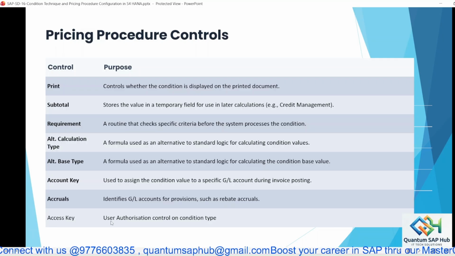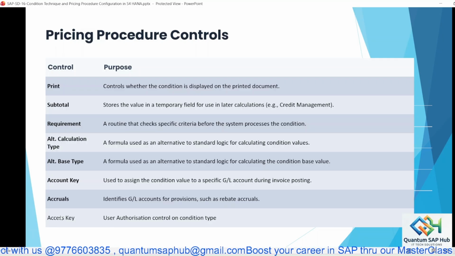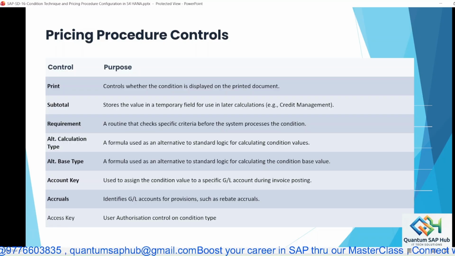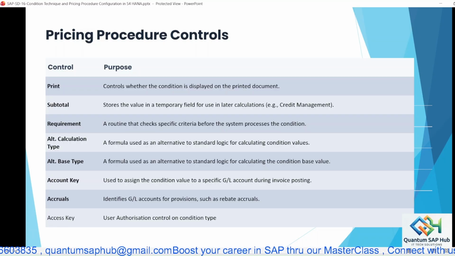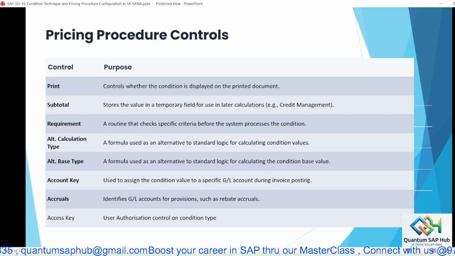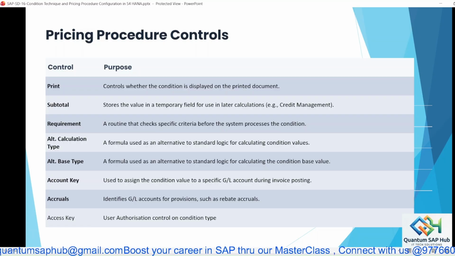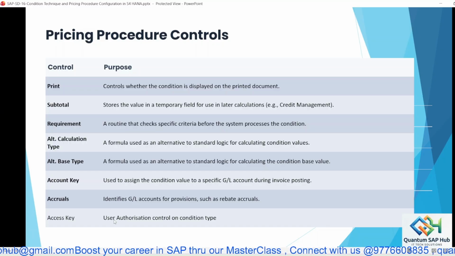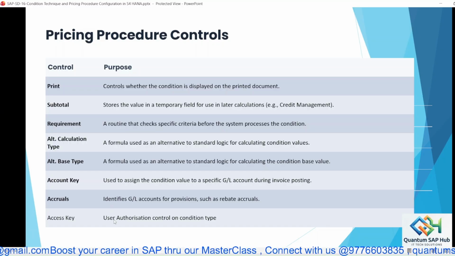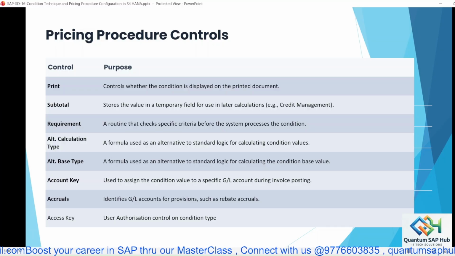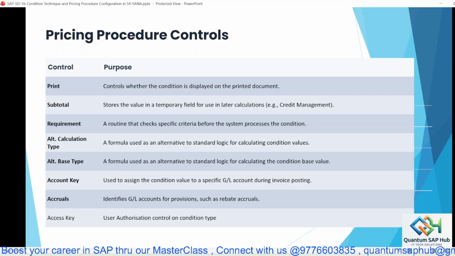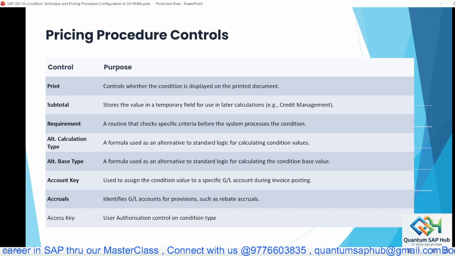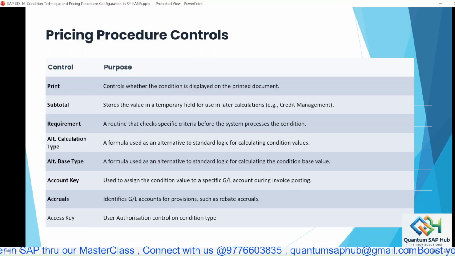Access key, you can use these keys for your authorization object. When a basis consultant is creating a role, that particular role can be provided with the access key, so that if the user is authorized for that access key, they will be able to see the pricing condition. Otherwise, it is not allowed. This is the additional enhancement in S/4HANA.